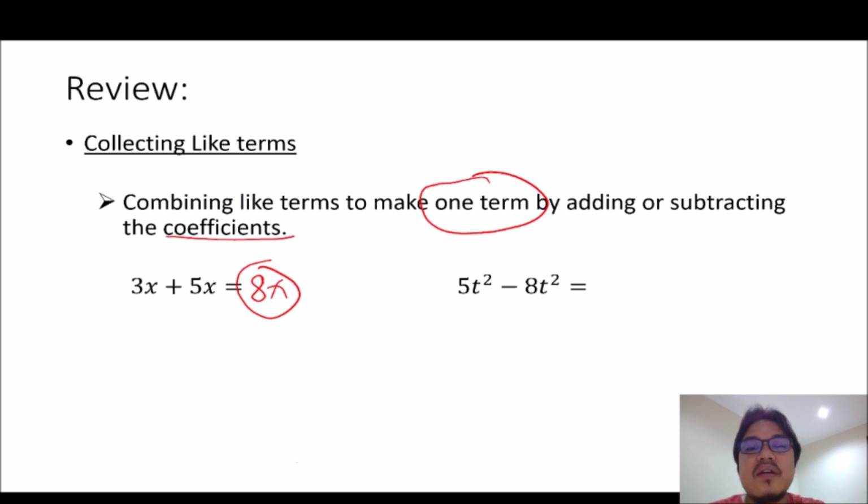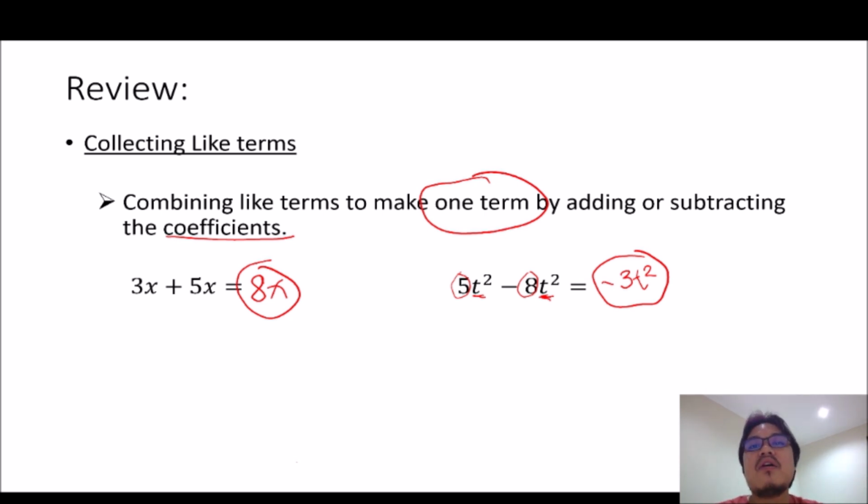The second one: 5t squared minus 8t squared. Both terms are like terms since they contain the variable form t squared. Okay? So subtracting the coefficients, 5 minus 8 is negative 3. And then copy the common variable form, which is t squared. So 5t squared minus 8t squared is negative 3t squared.